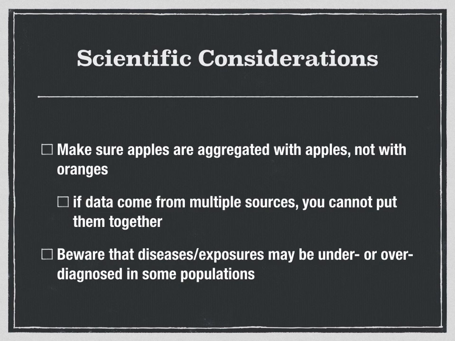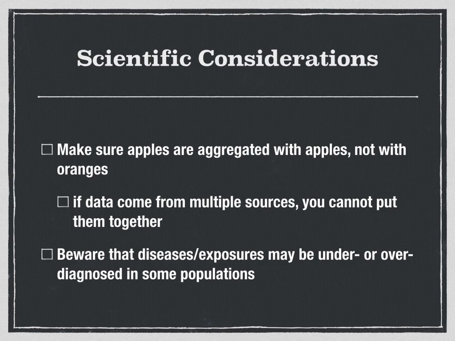The analysis of correlational data will only be valid if the data points are comparable. So if data comes from multiple sources, or if data are collected using different methods, then the data cannot be validly aggregated. So in other words, you can aggregate apples with apples, but not with oranges.